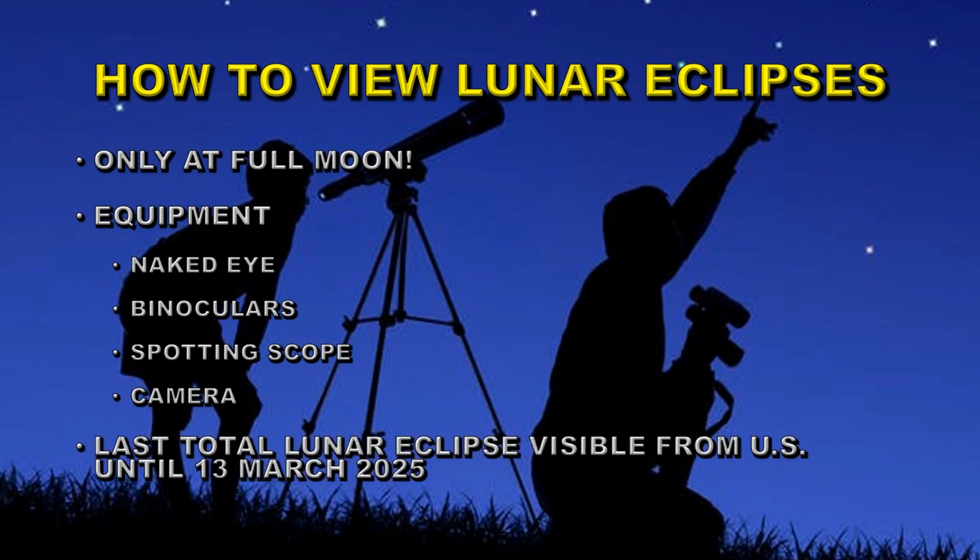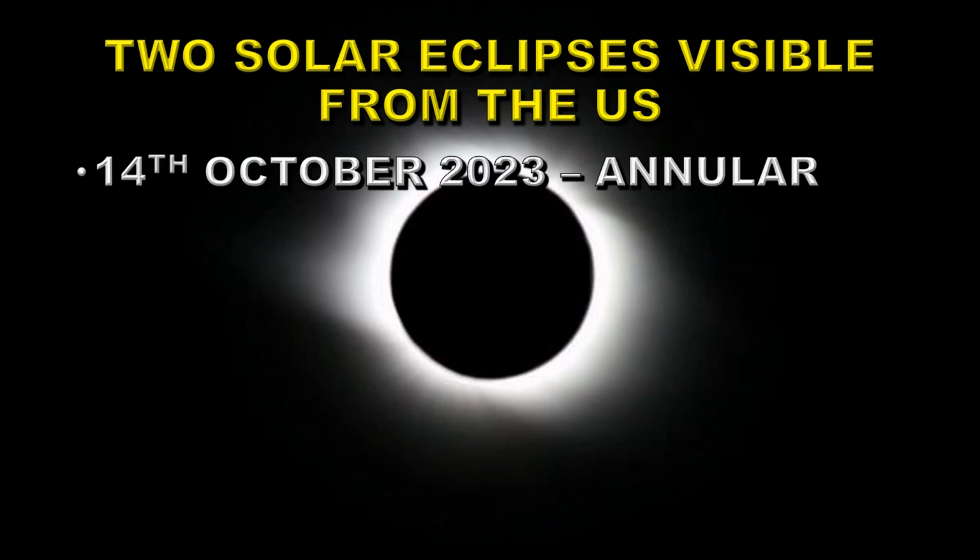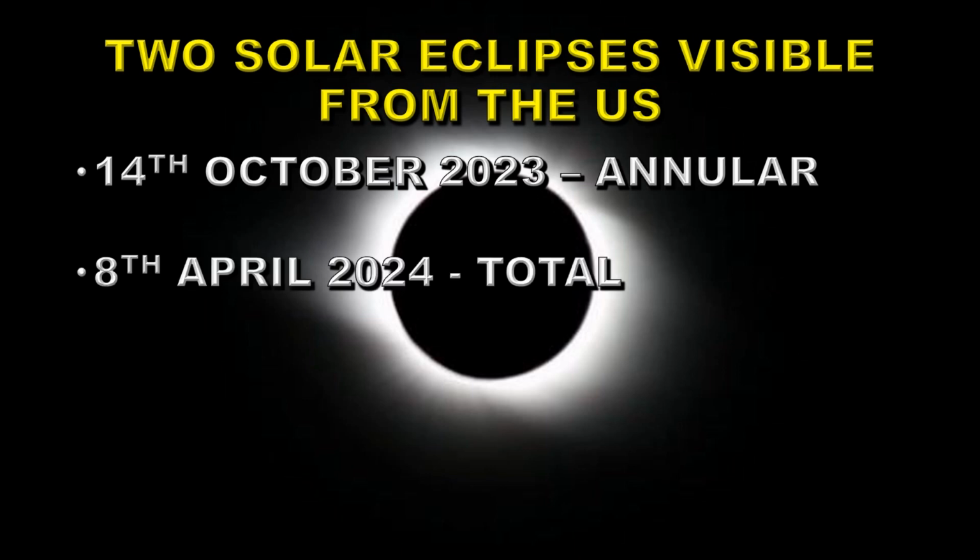The next total eclipse of the moon visible from the United States won't be until the 13th of March 2025, so you've got a 2 or 3 year wait before you get the next one. There are 2 solar eclipses visible from the US in the next couple of years. One is on the 14th of October 2023, that's an annular eclipse, and one on the 8th of April 2024, and that's a total eclipse, and that one's going to be quite exciting. I'll make videos about these closer to the time.